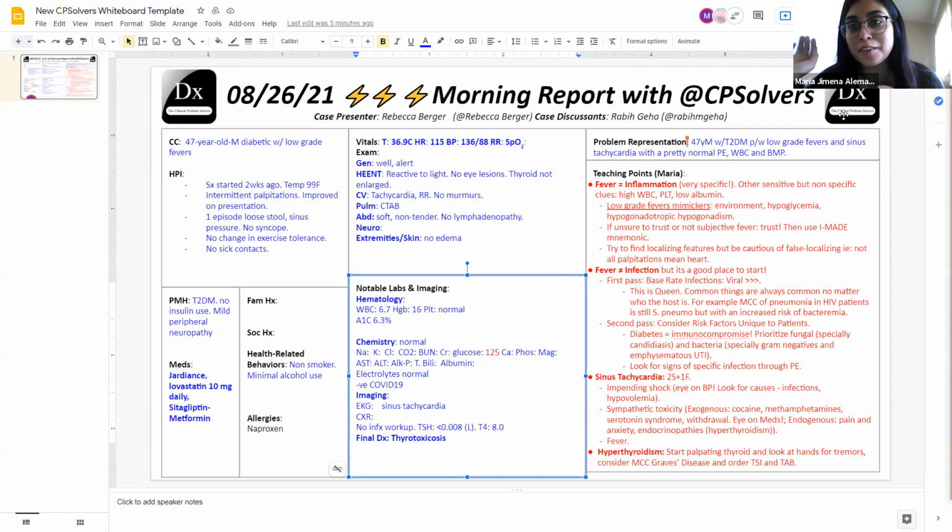So order TSH whenever you're thinking about it, because a lot of people have thyroid problems. That's just like in this case. That's it.